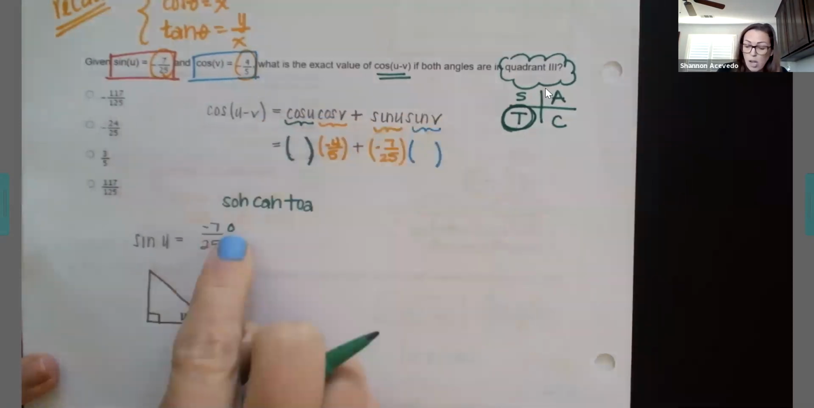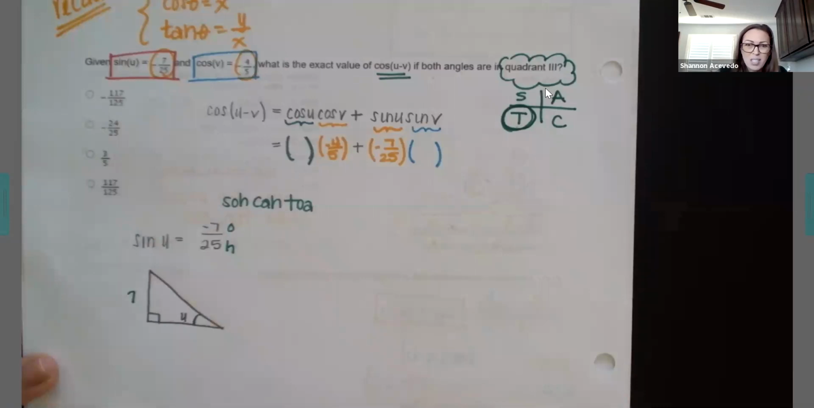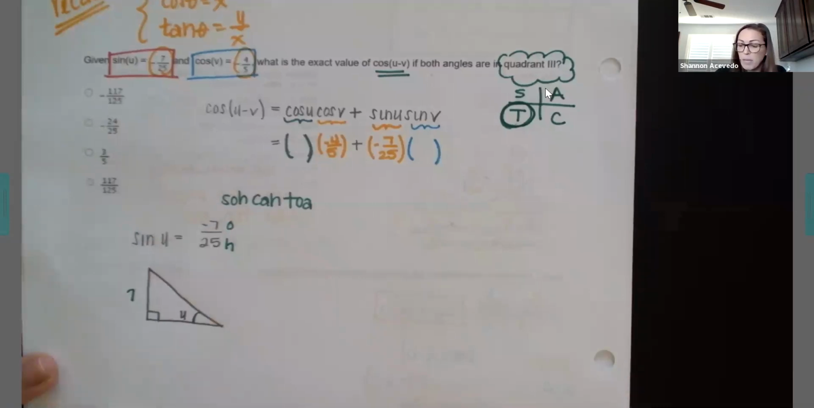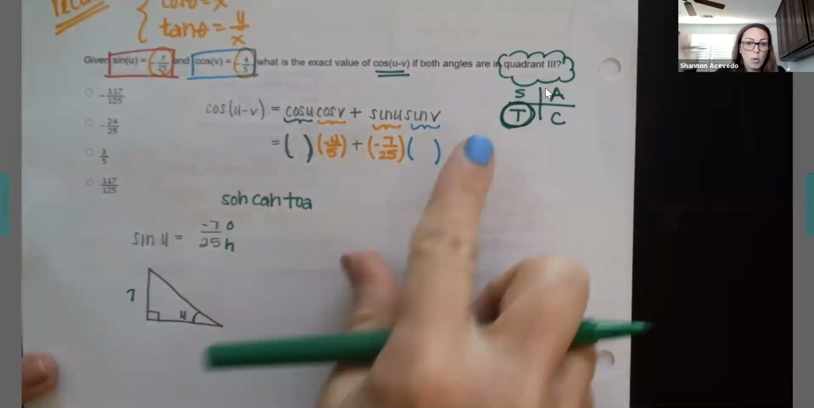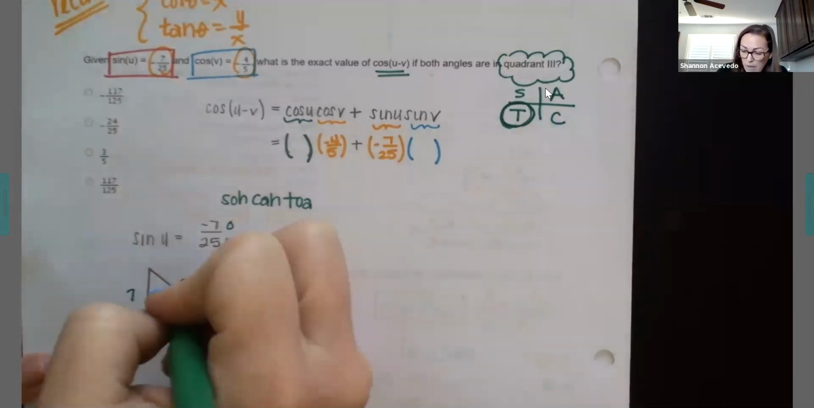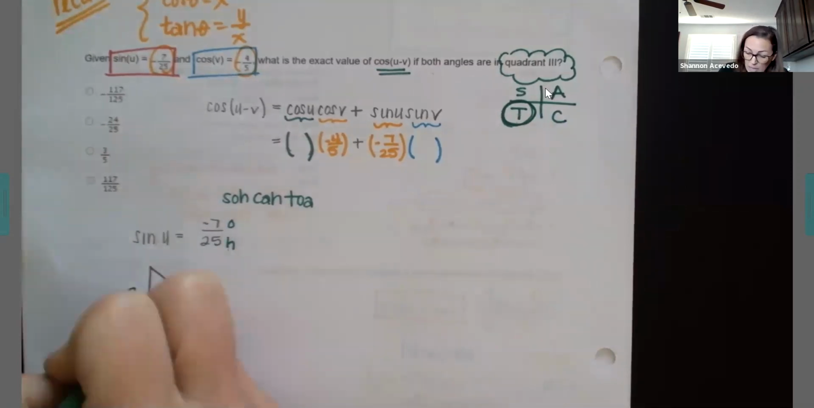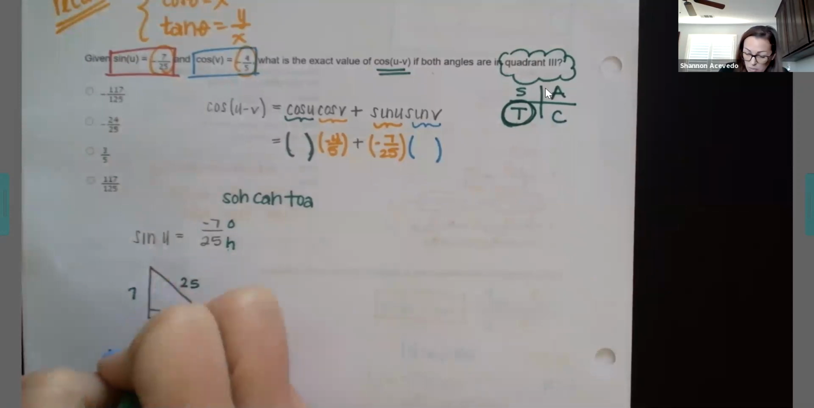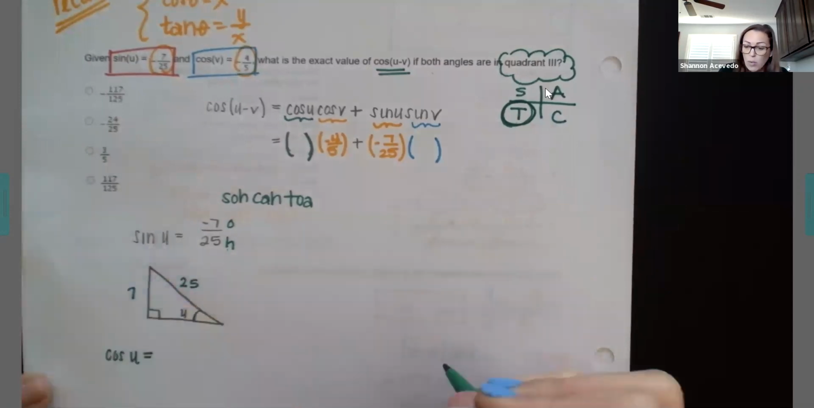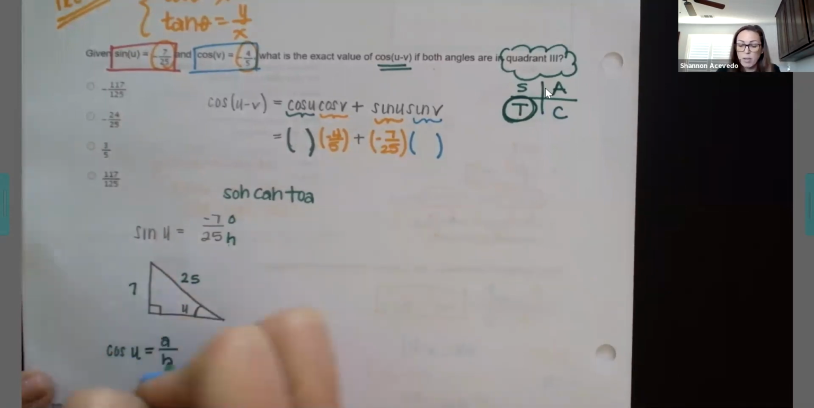So this is my opposite is 7. I don't care about the negative signs. We don't need to worry about the negative signs because we know what quadrant I'm working in. We'll worry about that in a second. My hypotenuse is 25. What I need is cosine of u. So if I want cosine of u, I need to know my adjacent over my hypotenuse.